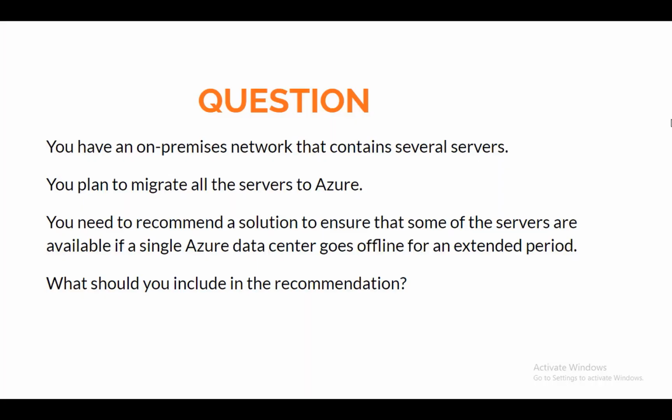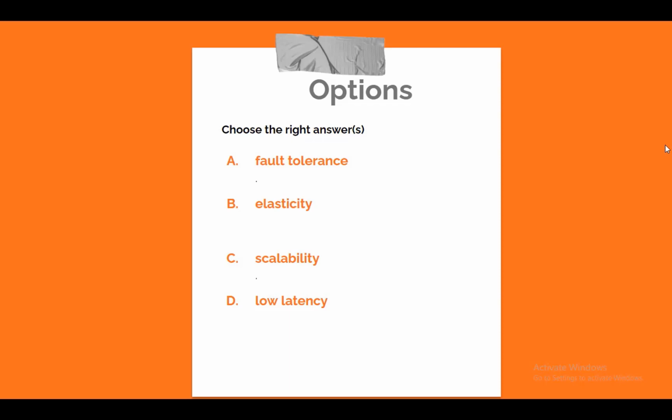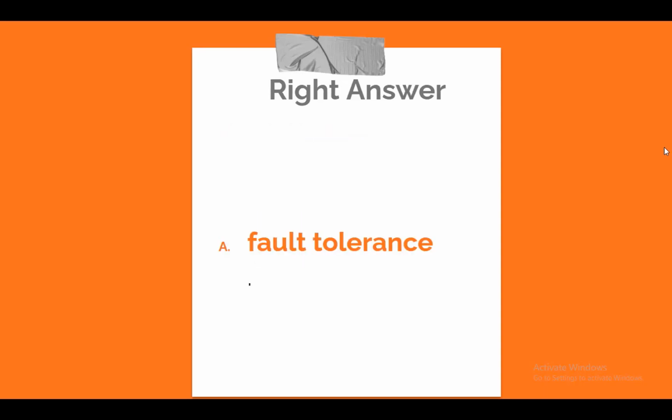You have an on-premises network that contains several servers. You plan to migrate all the servers to Azure. You need to recommend a solution to ensure that some of these servers are available if a single Azure data center goes offline for an extended period. What should you include in the recommendation? And here are the options. Option A, fault tolerance. Option B, elasticity. Option C, scalability. Option D, low latency. The correct answer is option A, fault tolerance.